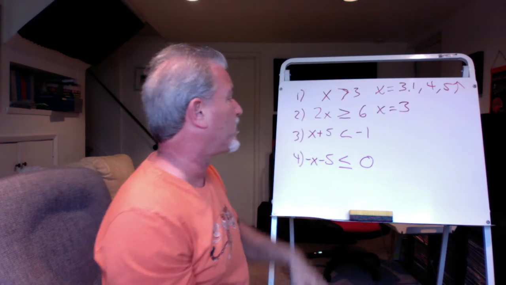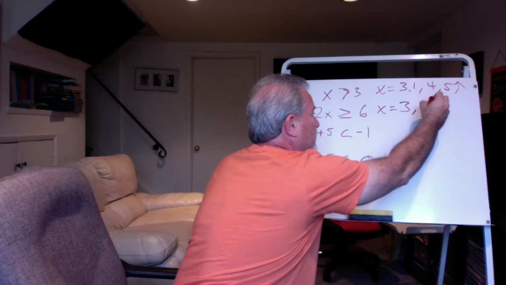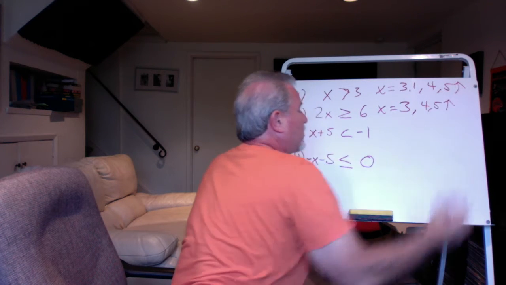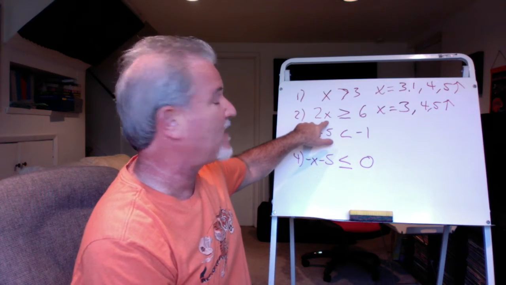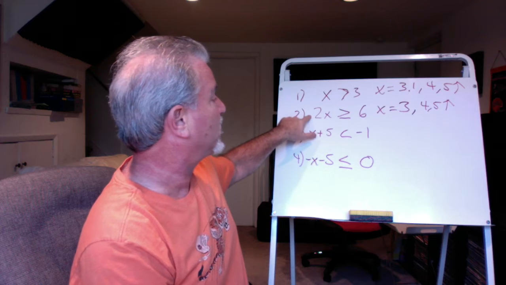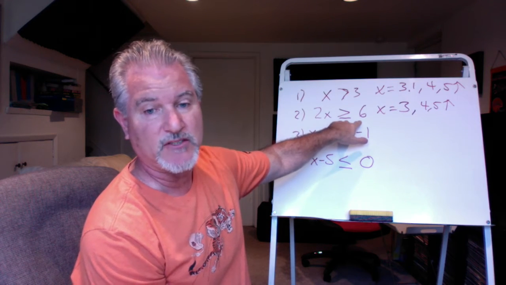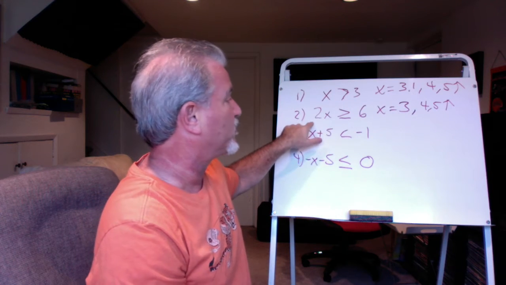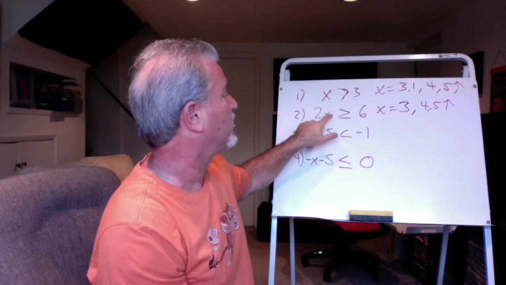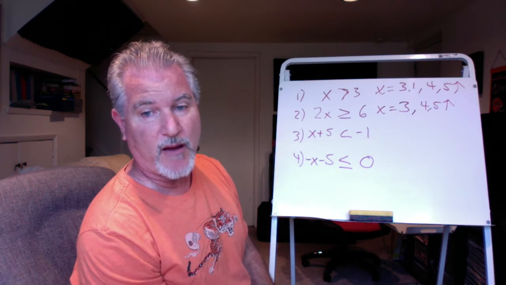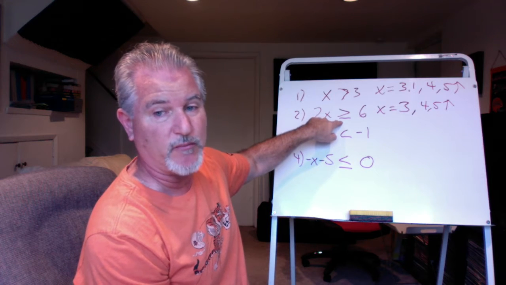Other numbers that would work would be anything greater than 3, right? 4, 5, and anything greater than that. All the negative numbers would not work because any negative number times this, a negative times a positive, is going to give you a negative, and we want it to be bigger than +6. So none of your negative numbers would work. But any number that is 3 or greater would work for that problem. Again, this is greater than or equal to.